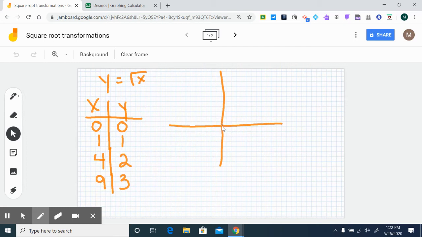So when I graph this, I get 0, 0, 1, 1, 4, 2, and 9, 3. And here we go. I'm a little bit off there, but that's okay. And then I connect it with a little bit of a curve. And that's what the parent function of our square root function looks like. It's a slowly increasing curve. So it is still increasing and going up. It just goes up really, really slowly.